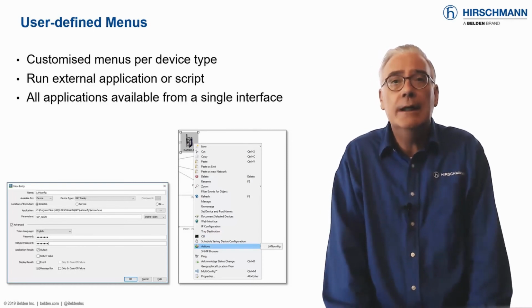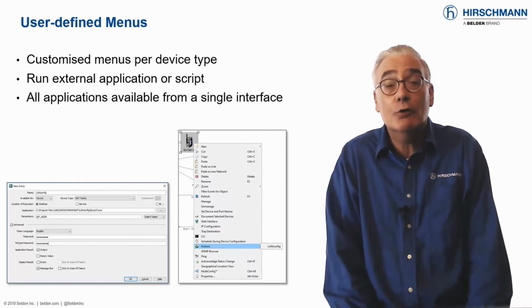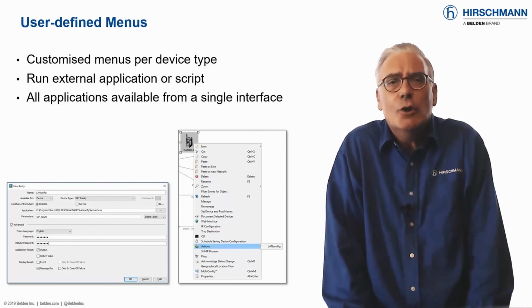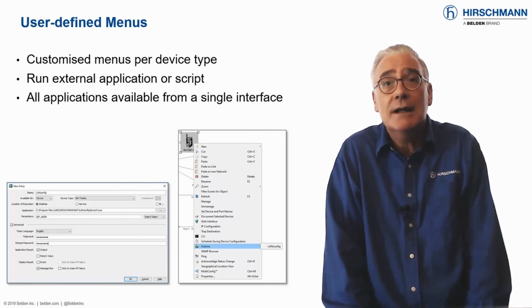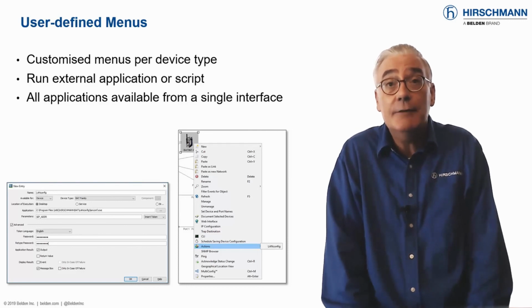For example, if you use VNC for remote access to PCs, create a VNC menu and associate it with PC devices. Enjoy the convenience of customized device access directly from inside Industrial HiVision.